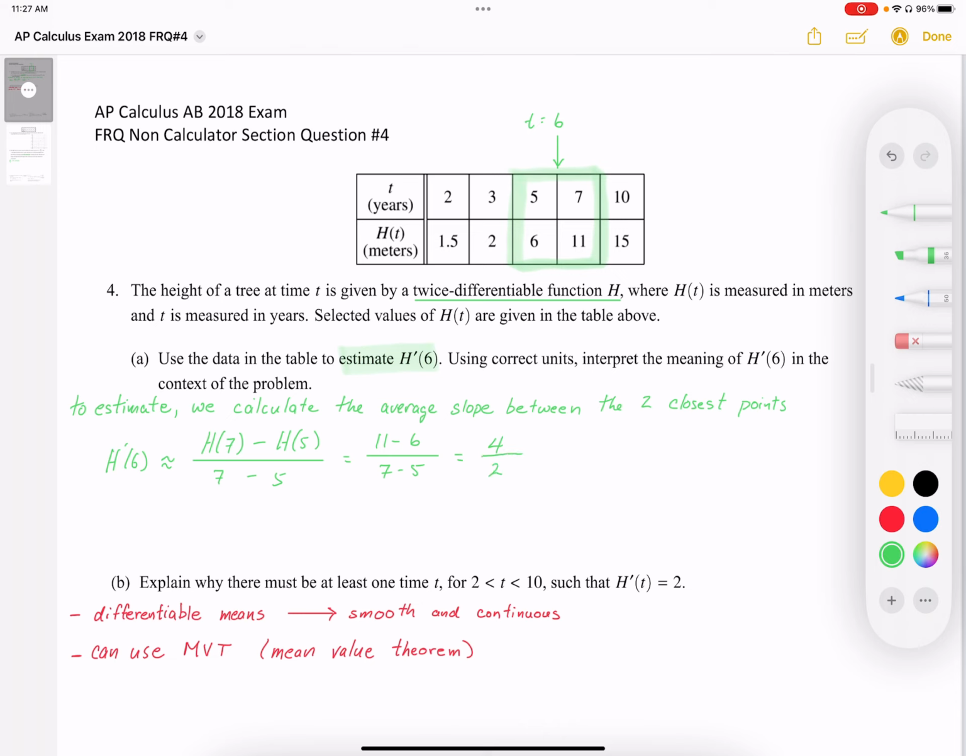And when it says using correct units, interpret the meaning. So using the units, h is measured in meters. So that's going to be 4 meters. And t is going to be measured in years. So that represents 2 years. Okay, so the h prime of 6 is going to be the average slope, which is 2 meters per year of growth.